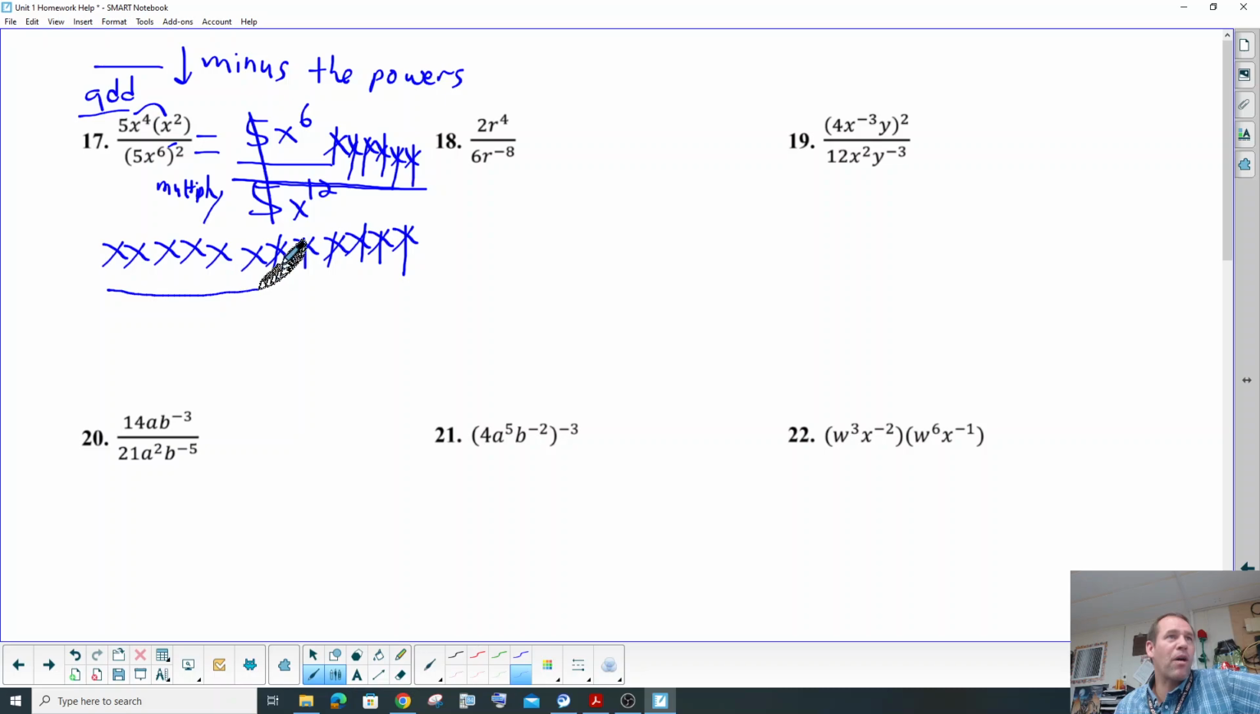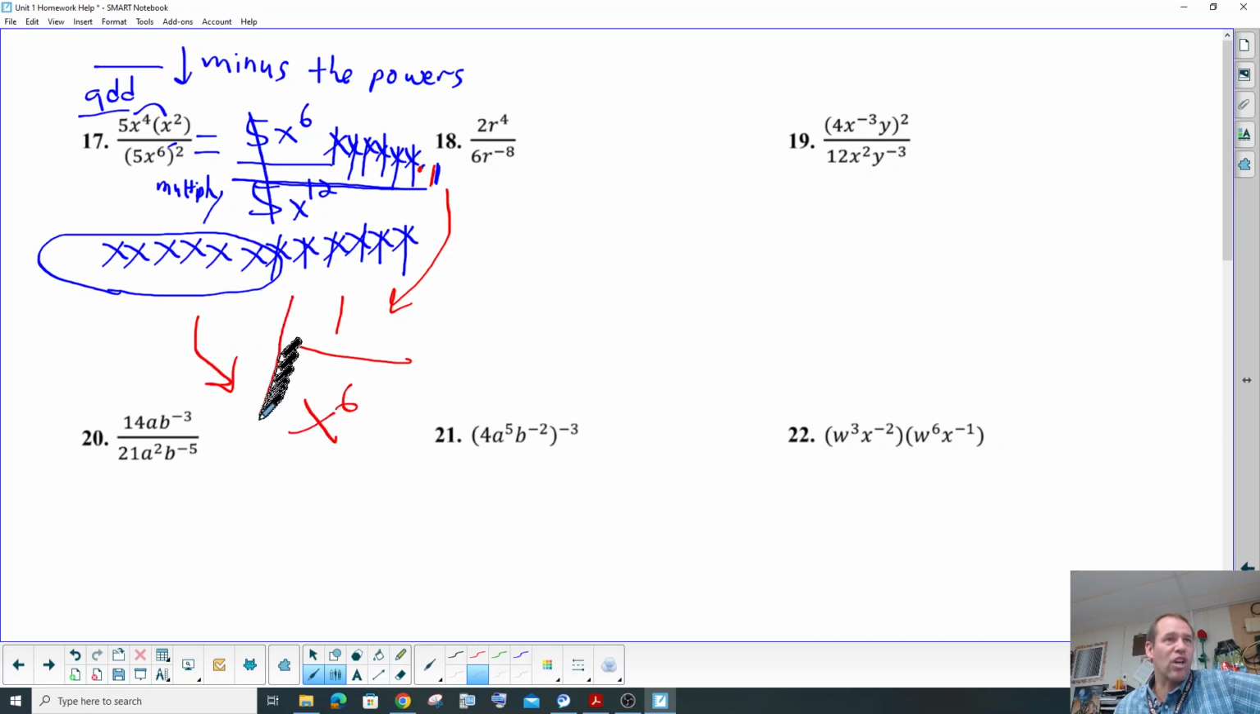So what are we left with in the bottom? We have 1, 2, 3, 4, 5, 6. Now when we say cancel, there's still an invisible 1 there, okay? So let's do that in red. Still an invisible 1 there when we say cancel. So we're going to have that 1 over x to the 6th power. Ooh, that was a good one, you guys. That was a toughie.